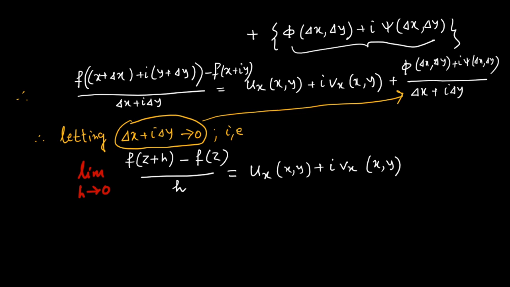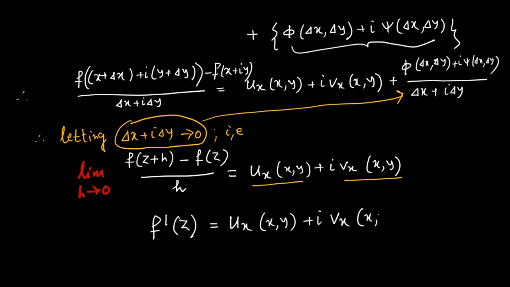That means, what do we get? We get that f is differentiable because these partial derivatives, both ux and uy, are continuous as per your assumption. That means they exist. Since these values exist and are equal to this limit, and this limit is nothing but your f prime z, I can write f prime z is equal to ux(x,y) plus i into vx(x,y). So a great result we have got after such a lengthy derivation.